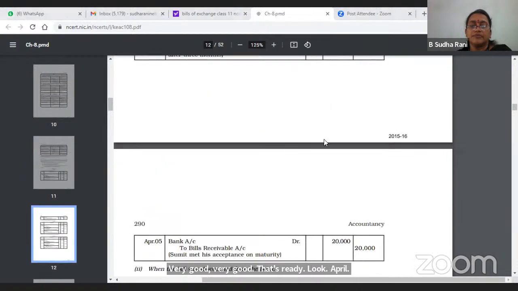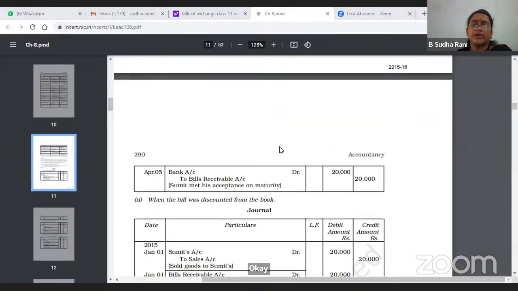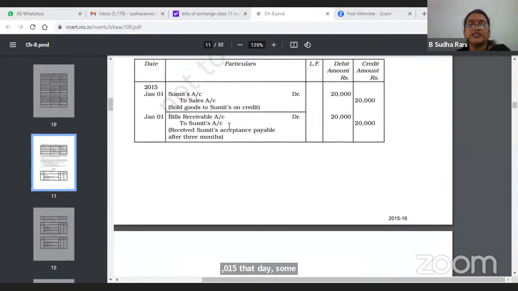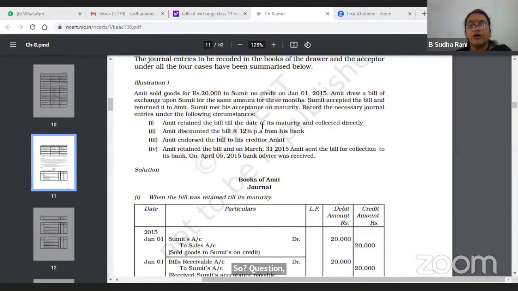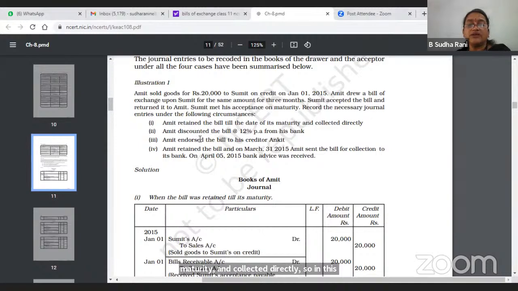Okay. Maybe 3 days, if it is a holiday or something in 2015. Anyway, 1st to 4th April is also correct. Now what does he say for this situation: on the date of maturity, if the bill is with Amit only, Amit retained the bill till the date of maturity and collected directly. So in this case, for maturity of the bill, what entry will you write?